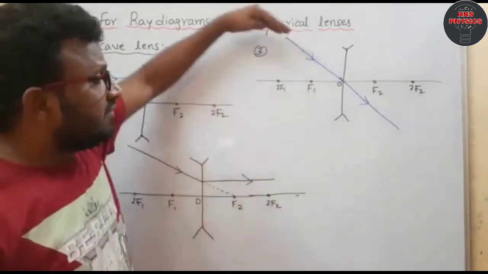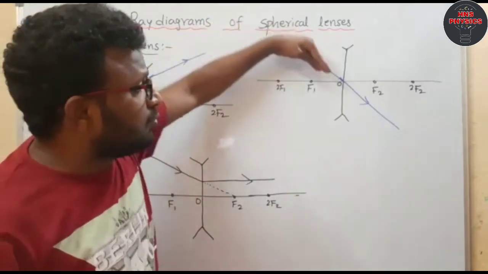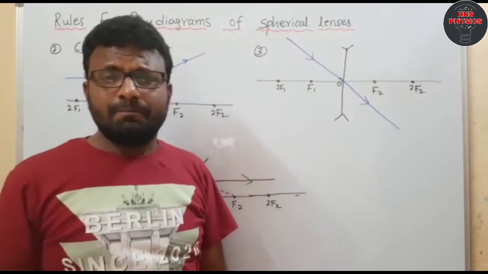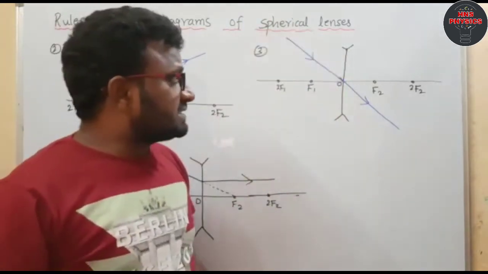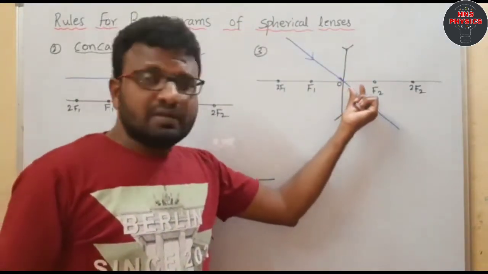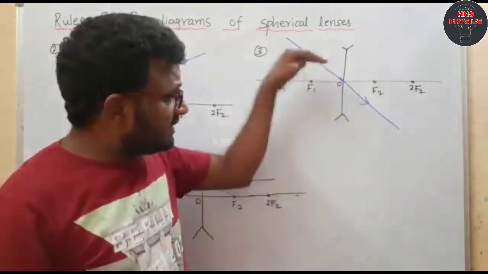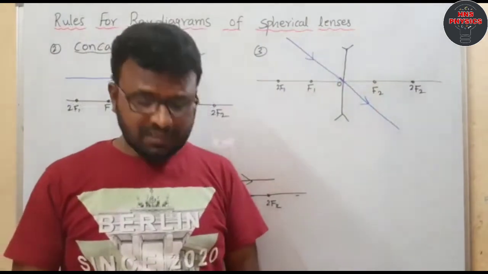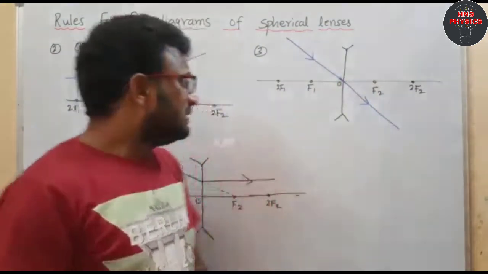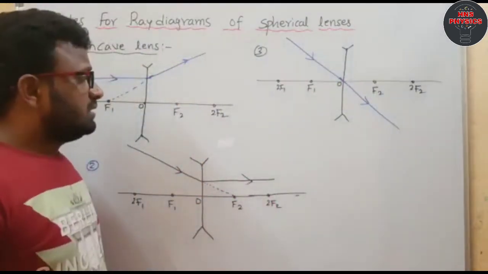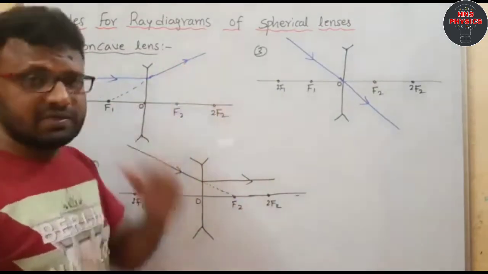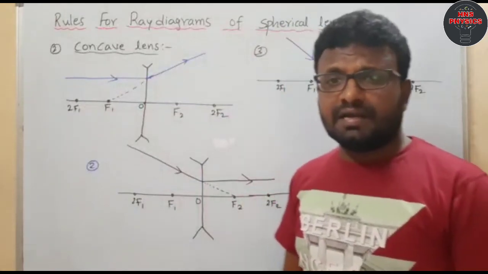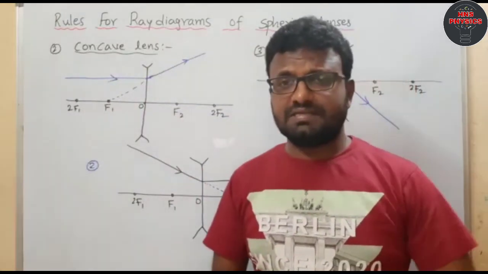Once again listen, if any ray of light is passing through the optic center of a concave lens, after the refraction, the refracted ray emerges without any deviation. So these are the three rules for ray diagrams of concave lens. By using these three rules, we can draw the ray diagrams of concave lenses.